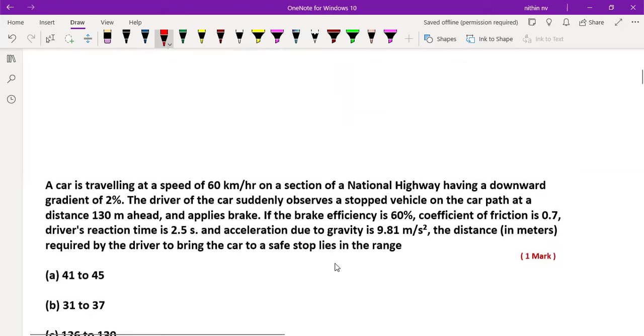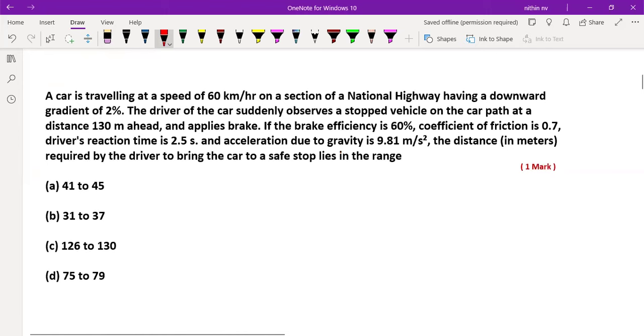Now coming to the next question, it's from Highway Engineering. This is also asked for 1 mark. The question is like this: a car is traveling at a speed of 60 kilometers per hour. So this is our first data. The speed of the vehicle is 60 kilometers per hour. And the next thing is it's traveling on a downward gradient of 2%.